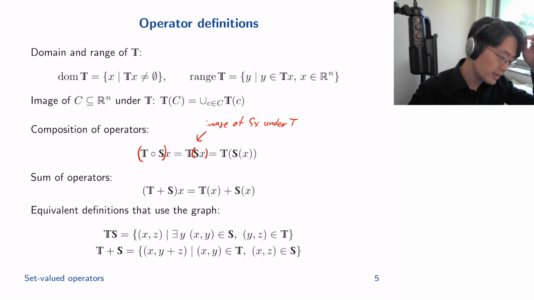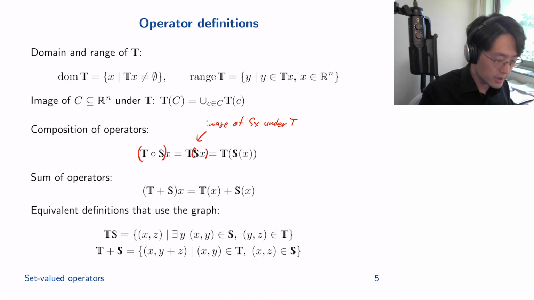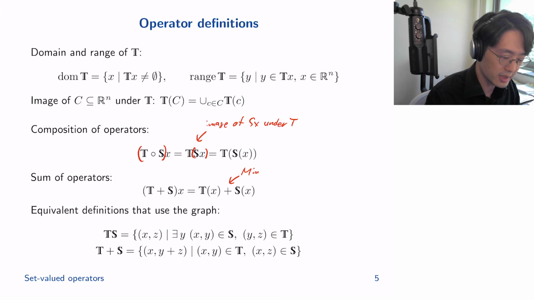Okay. Next, we also define the sum of operators. So T plus S evaluated at point x, that's defined as Tx plus Sx. Now here, this sum, this is the Minkowski sum. And this is a set plus a set.